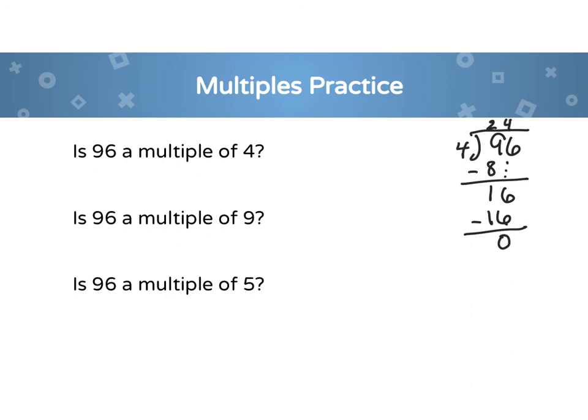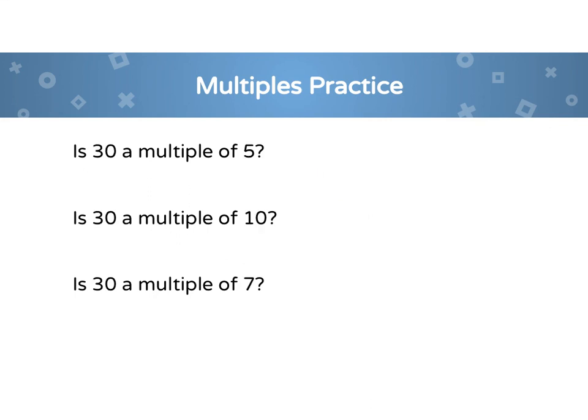Okay, is 96 a multiple of 9? And so we can do the same thing. We can divide. If we get a remainder of 0, then we know that 96 is a multiple of 9. Okay, we can look at this one. I just did the division and I have a remainder of 6. So 96 is not a multiple of 9. Okay, so let's look at the last one. Is 96 a multiple of 5? This one we should be able to answer just immediately, because if we were skip counting by 5, 10, 15, 20, we would get to 90, 95, 100. So we know that 96 is not a multiple of 5.